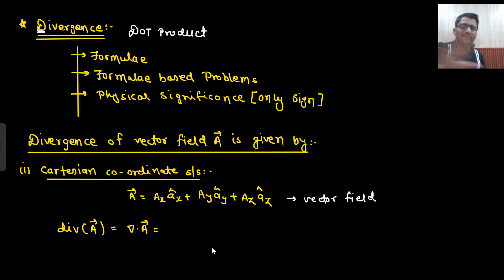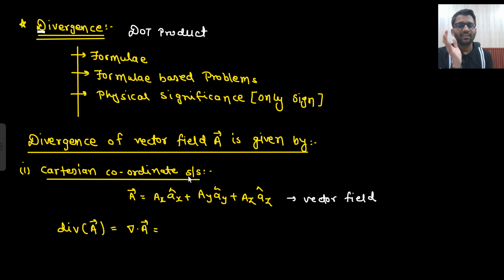First we will see only formula based problems. So it will be completely rote learning, because in the same manner we studied gradient as well, right? There also we did the rote learning first, then we went to the interesting part. So first we will write down the formula of divergence.